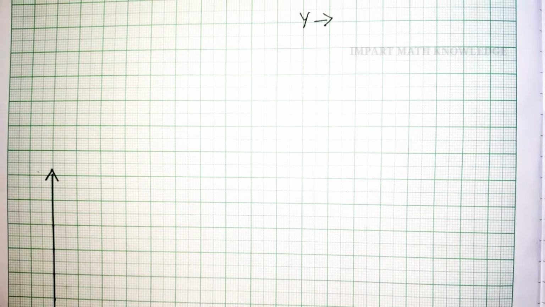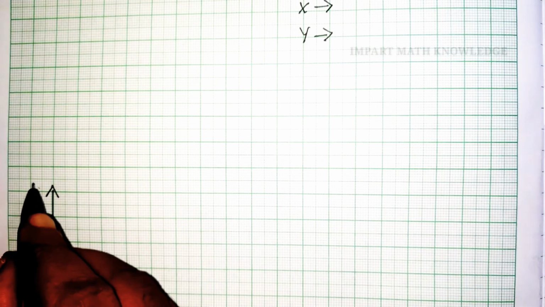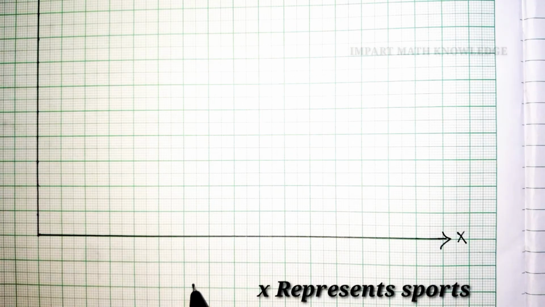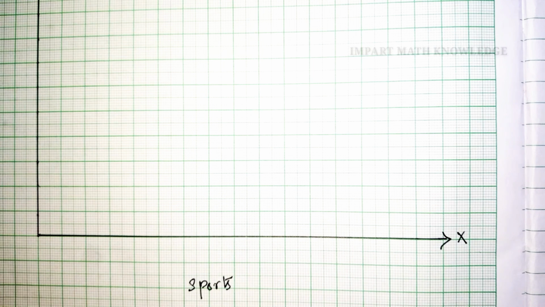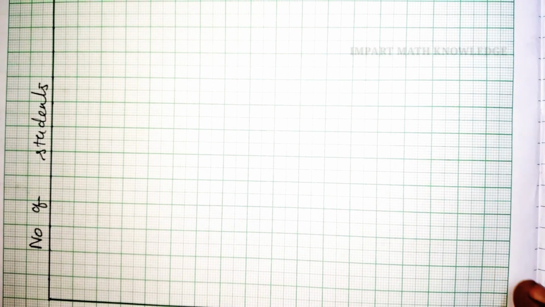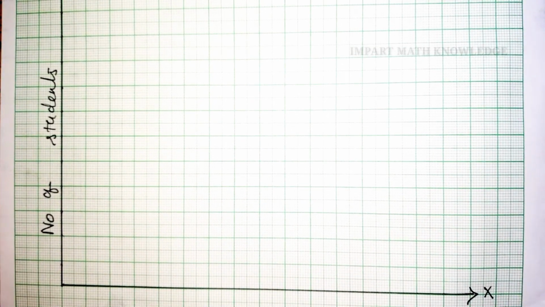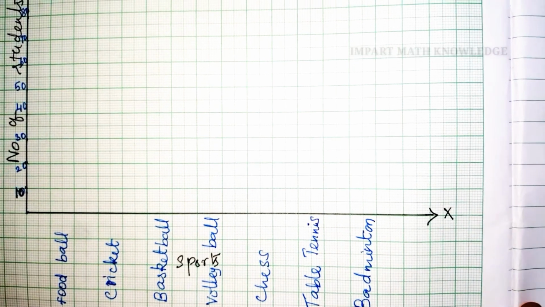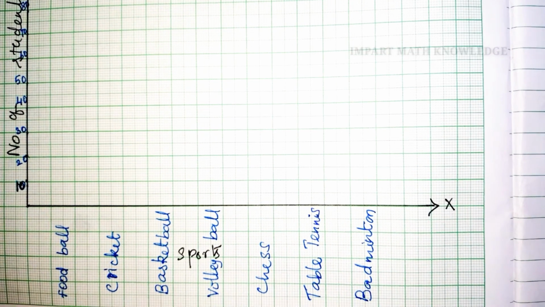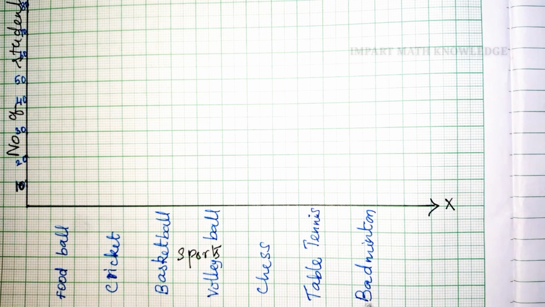For a simple bar diagram, first you have to draw a horizontal line. This is the x-axis. The vertical line represents the y-axis. The y-axis is the number of students interested in the particular game. In the data, the maximum value is 75, so you have to mark the values accordingly. The x-axis represents sports. There are 7 sports.